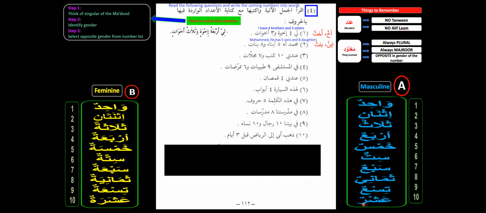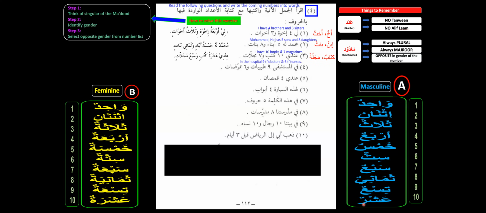Muhammadun, Muhammad, he has 5 sons and 8 daughters. Muhammadun lahu khamsatu abna'in wa thamati banatin. Indi, I have 10 books and 7 magazines. Indi asharatu kutubin wa sab'u majallatin. Kutub, singular kitab. Majallat, singular is majallatun.